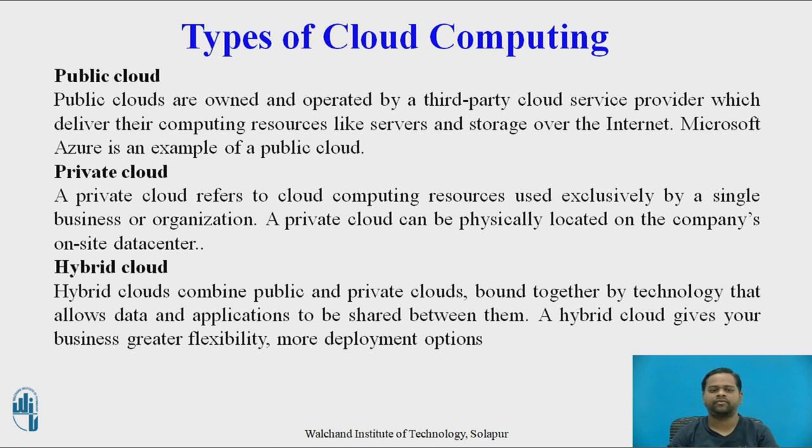The third type of cloud computing is hybrid cloud. Hybrid cloud combines public and private cloud, bound together by technology that allows data and applications to be shared between them. A hybrid cloud gives your business greater flexibility and more deployment options. So basically, it is a combination of the above two clouds. So you can get the advantage of public as well as private cloud in the form of hybrid cloud computing. So these are the three different types of cloud computing.